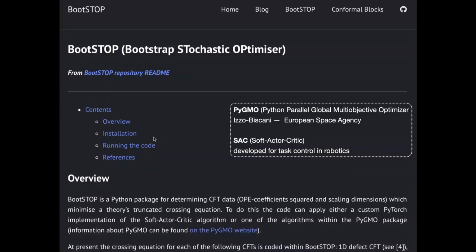Okay, how do we do it? We have on GitHub a particular framework that we have set up. This framework is integrating a library of many stochastic and deterministic algorithms for optimization. It's all in Python. It's called Python Parallel Global Multi-Objective Optimizer. It was built by these two people who were trying to solve planetary motions in the European Space Agency. So obviously, if you get the satellite orbit wrong, then you have a big problem.